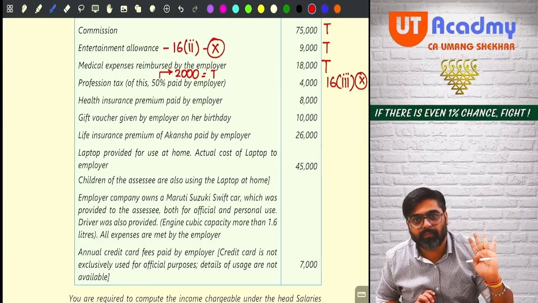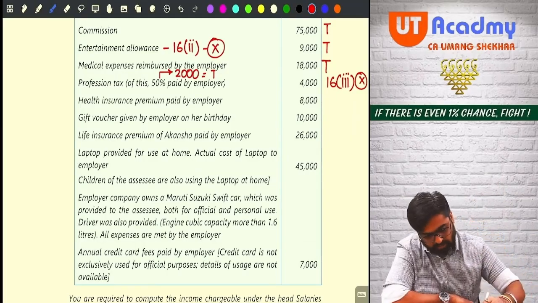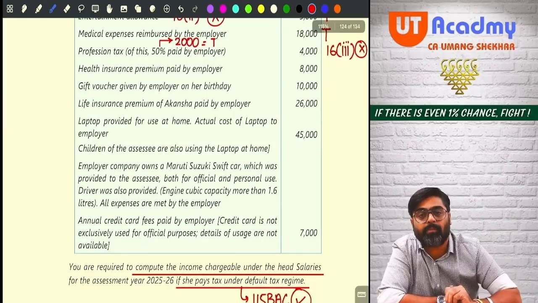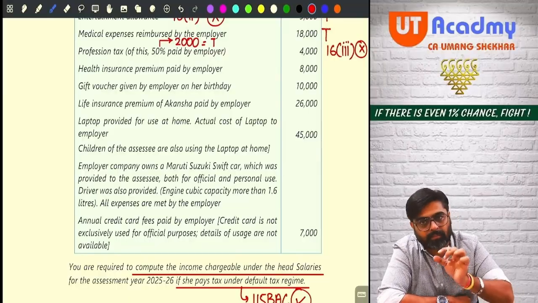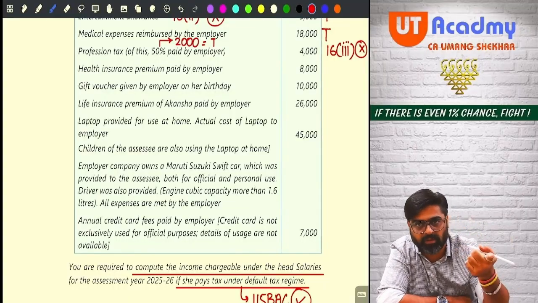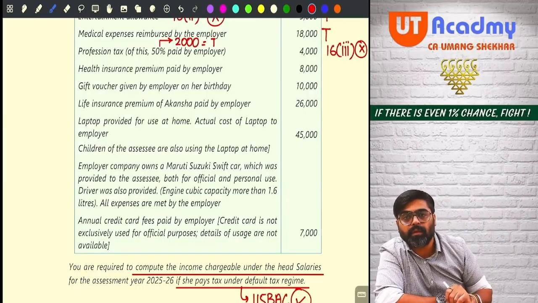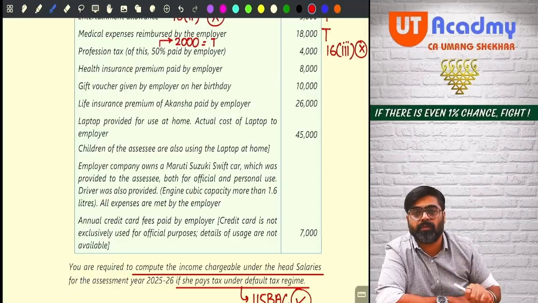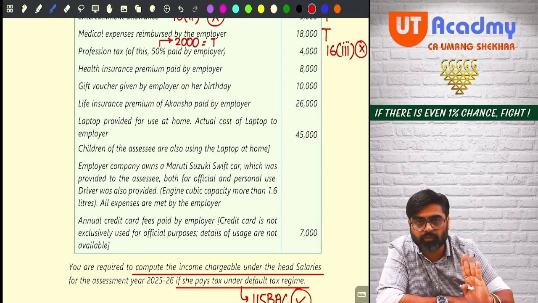Getting my point? That time you will take 4,000. Understood? Next one. Health insurance premium paid by the employer. See, whenever the employer pays the health insurance premium, in the medical facility only I am going to explain this. If the health insurance premium is paid to the insurance company for your health insurance policy, that is not a taxable perquisite, that is a fully exempt perquisite for you.